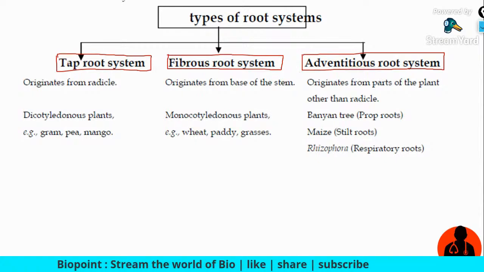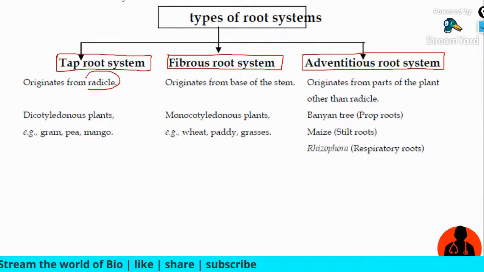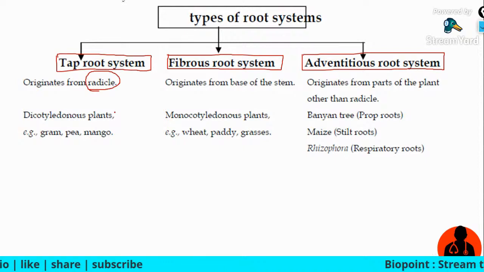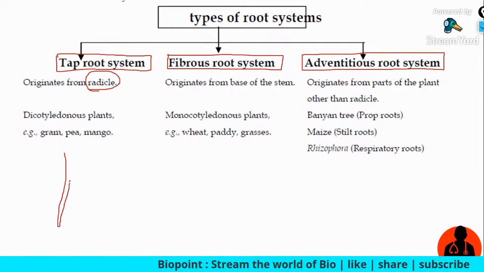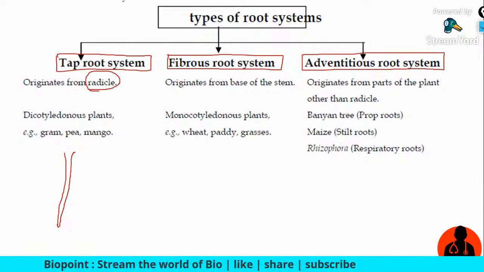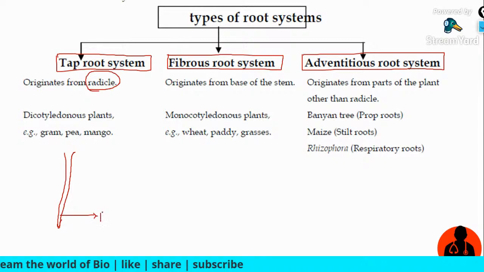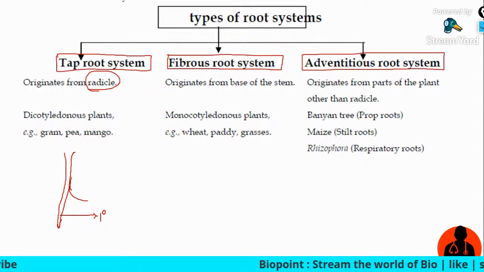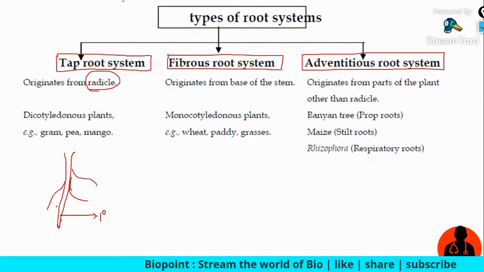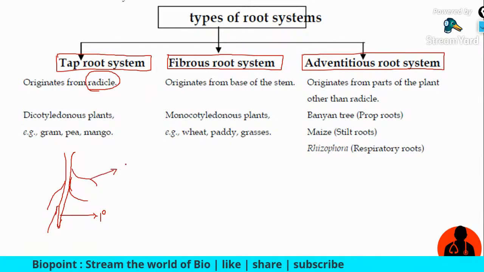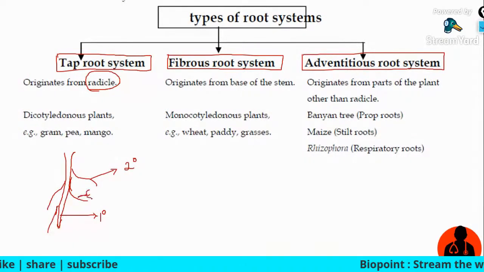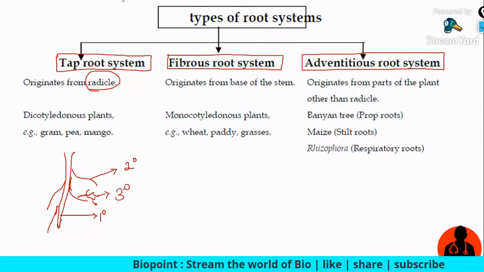So the taproot system originates from the radicle. That is, it has a long root like this. This long root-like structure you will call the primary root. From the primary root, you will have certain branches like this. These branches you will call the secondary roots. From the secondary roots, you will have some more small branches, which you will call the tertiary roots.